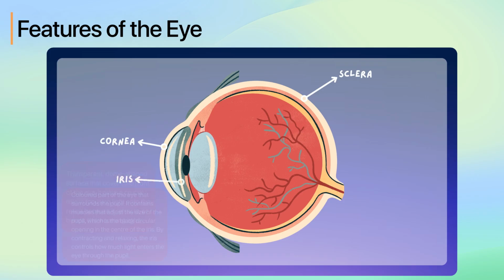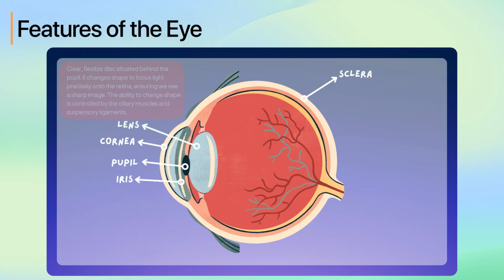The iris is the colored part of the eye that surrounds the pupil. It contains muscles that adjust the size of the pupil, which is the black circular opening in the center of the iris. By contracting and relaxing, the iris controls how much light enters the eye through the pupil. The lens is a clear, flexible disc situated behind the pupil. It changes shape to focus light precisely onto the retina, ensuring we see a sharp image. The ability to change shape is controlled by the ciliary muscles and suspensory ligaments.